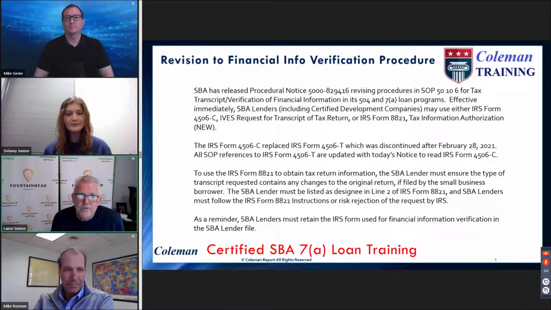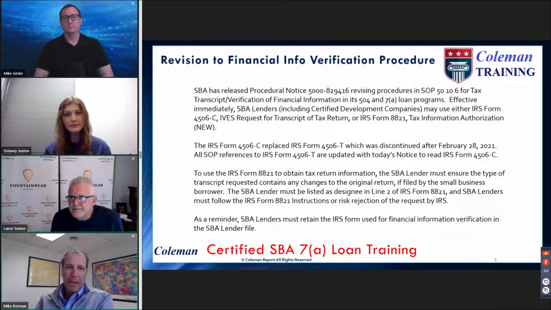There are 2 different avenues for you as a participant bank in submitting for the tax information verification. The other thing that's critical at the bottom of the slide, whatever form you use, whether it's a 4506C or the IRS Form 8821, make sure and keep the copies of the tax transcript information received and the copy of your reconciliation of that information in your SBA loan file. Mike, have you heard much about this change?